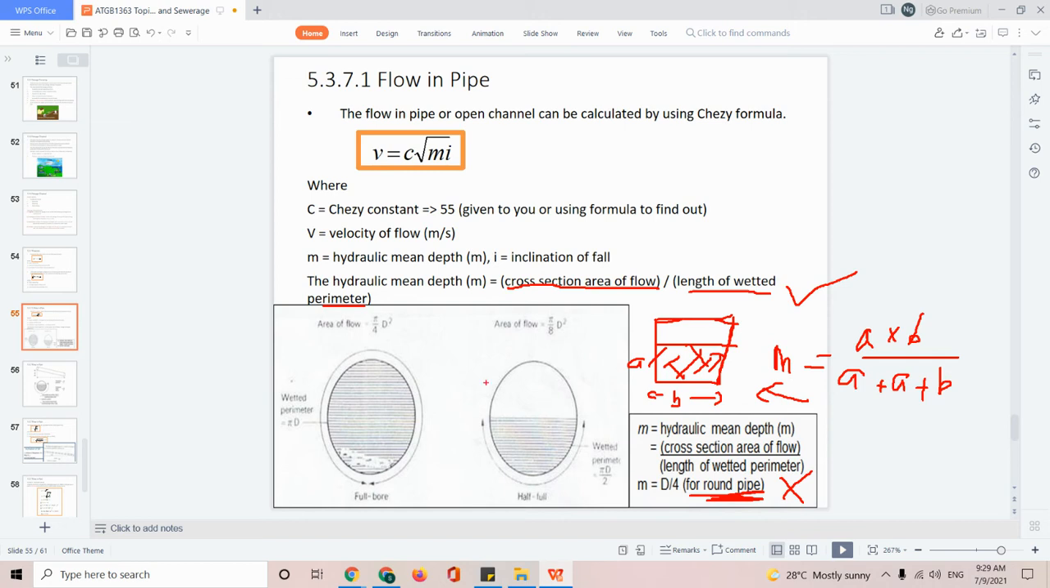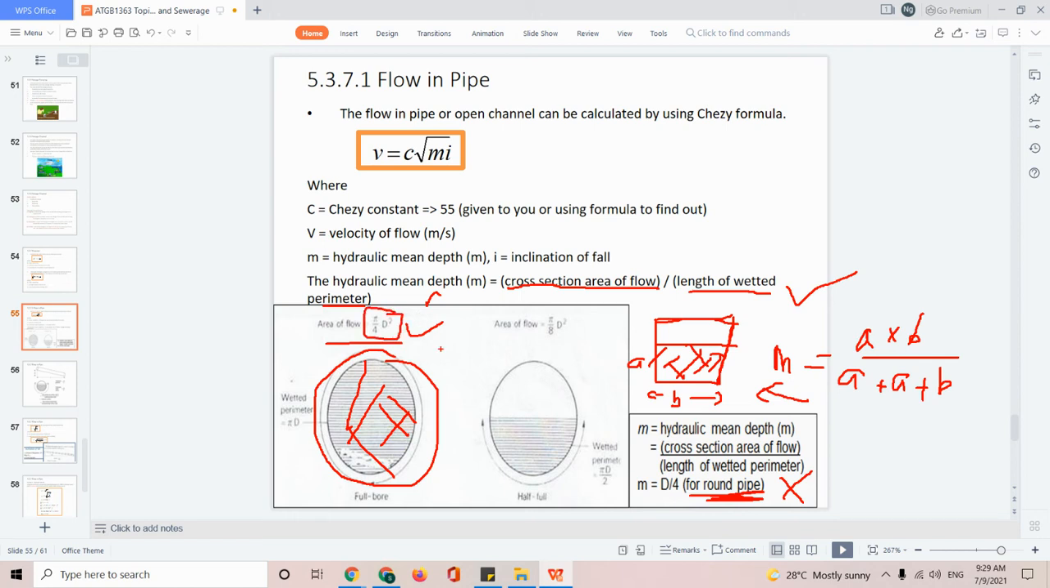But if you were to work it out for a circle, then we have the area of flow, which is pi over 4 D squared, because it's a full circle. This is the formula for the cross-section area of the full circle, using the diameter. And if it's R, then you know it's pi R squared.